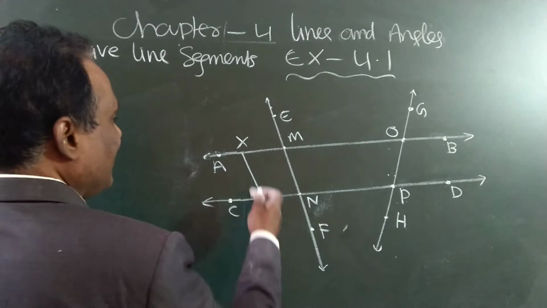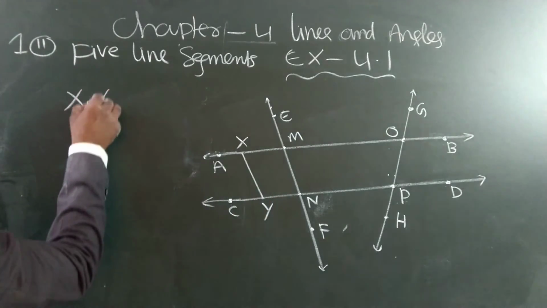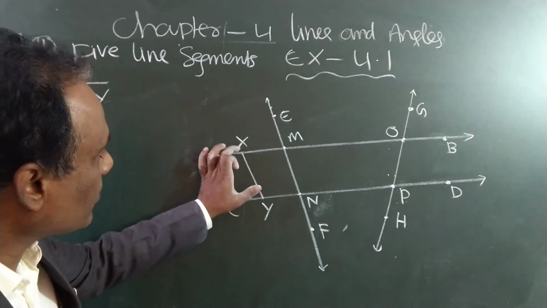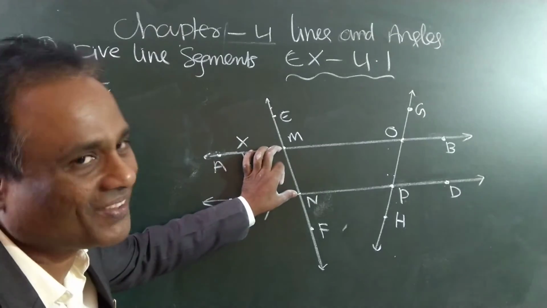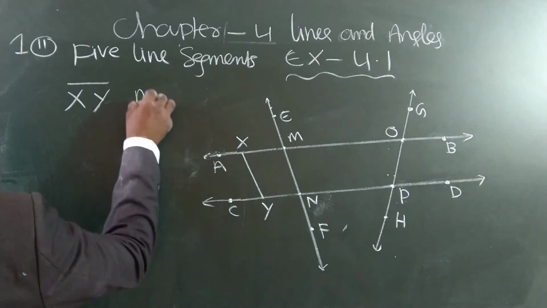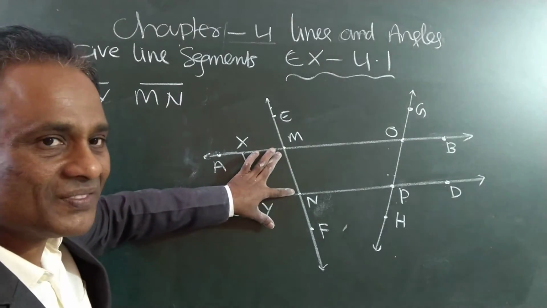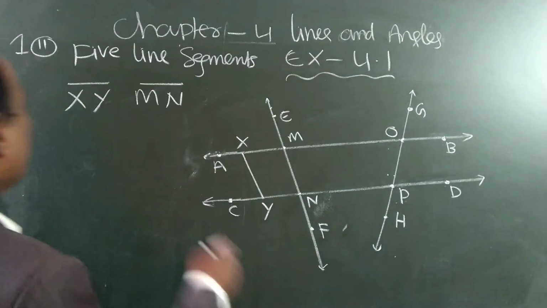See here, from here we write XY is a line segment. Part of the line, bounded by 2 points. This MN is also a line segment. OP is a line segment.